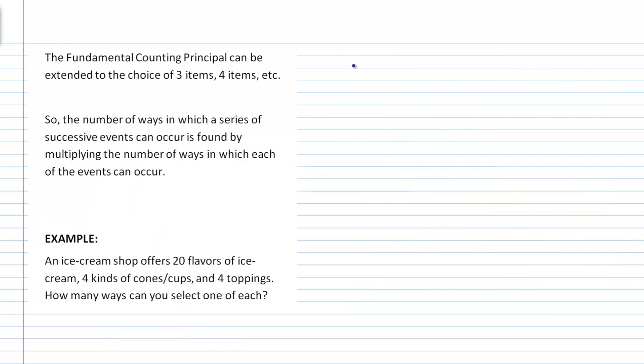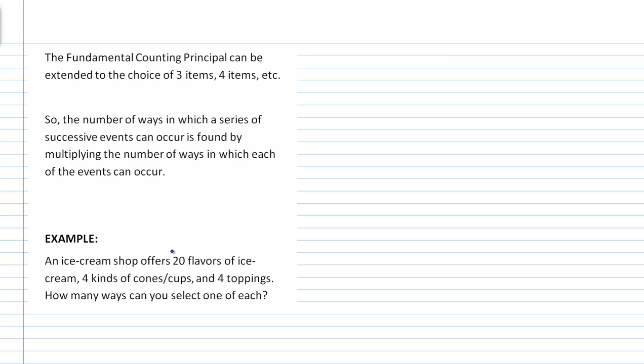Now, this fundamental counting principle can be extended to more than 2 items. So you may have more than 2 choices. You might have, with that salad, you might have had a dessert. And the way in which a series of successive events can occur is found by multiplying the number of ways in which each of the events can occur. So here's an example with more than 2 choices.